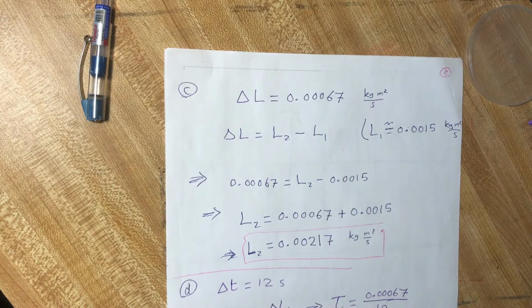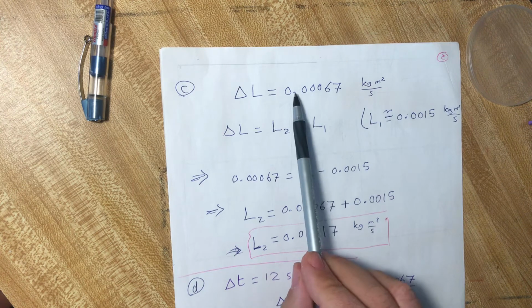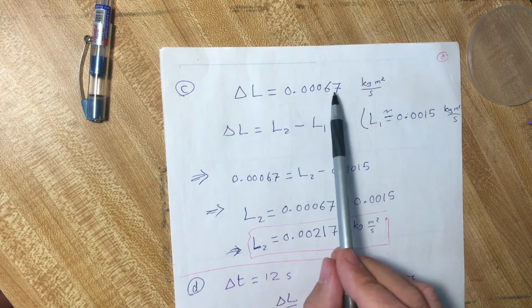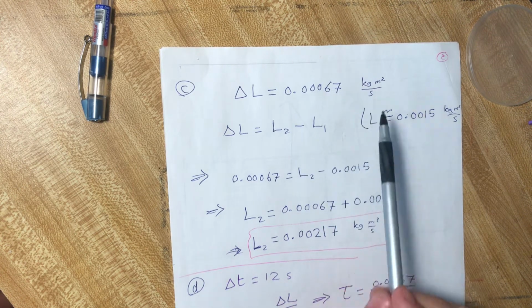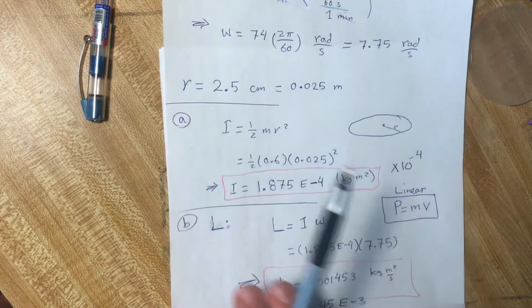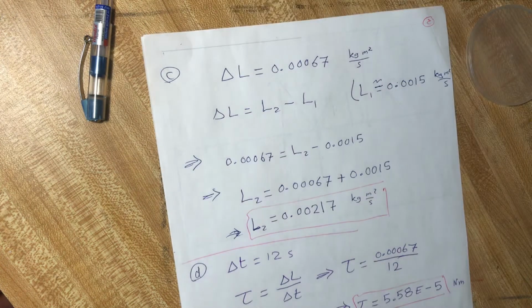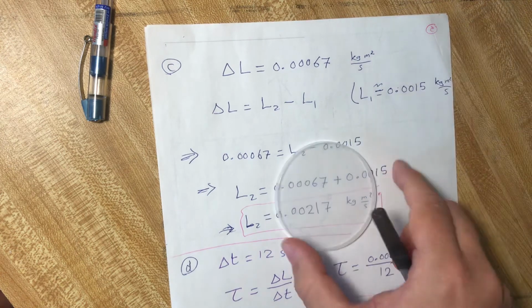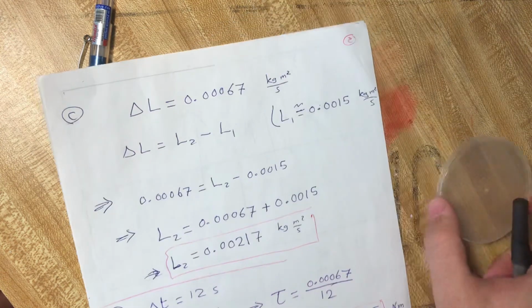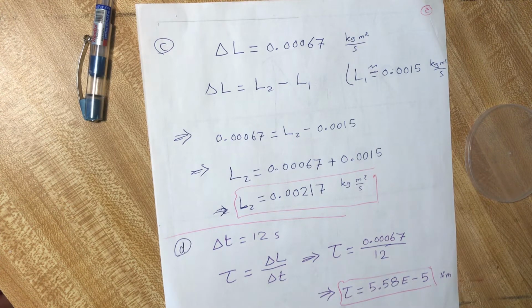If we have a change in angular momentum equal to 0.00067 kilogram meter squared per second. Okay. The initial angular momentum, this one, is changed. It's raised. We have a change in velocity. Maybe the velocity is a bit higher, then the angular momentum gets higher.